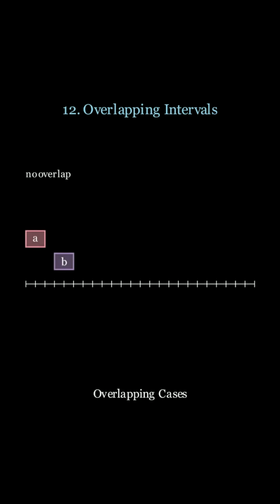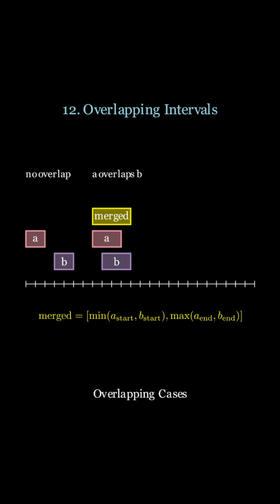In the first case, there is no overlap between A and B. However, in the second case, there is. We need to use the formula that the merged interval is the minimum between the start of A and B and the maximum between A and B's end. And if you see that visually, it actually makes a lot of sense.